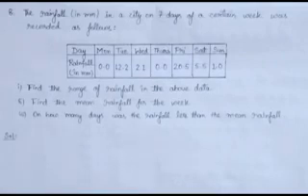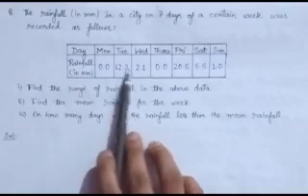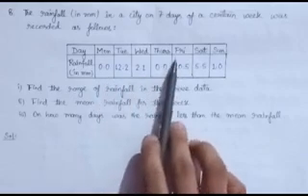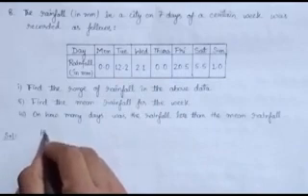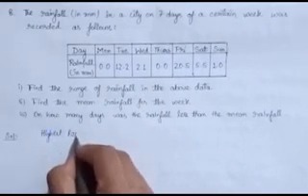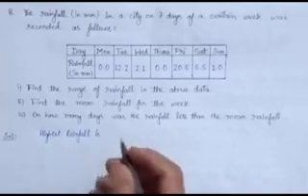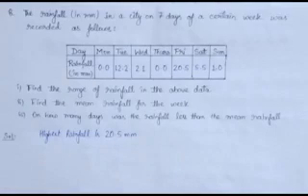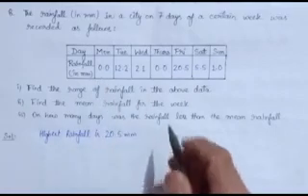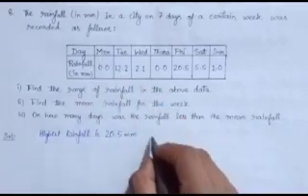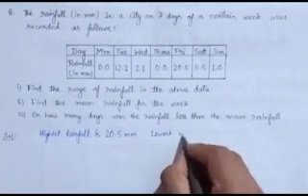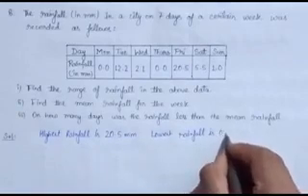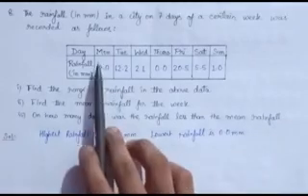So let us solve. When you carefully observe these data as given in tabular form, you can see that the highest rainfall is 20.5 mm, which occurred on Friday, and the lowest rainfall is 0.0 mm, which occurred on Monday as well as Thursday.